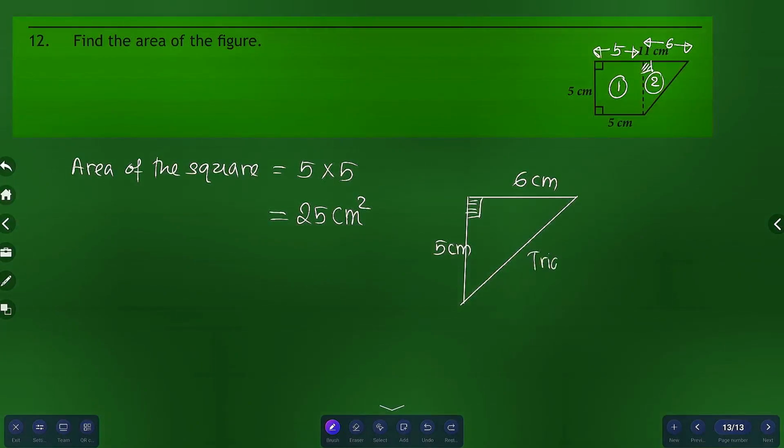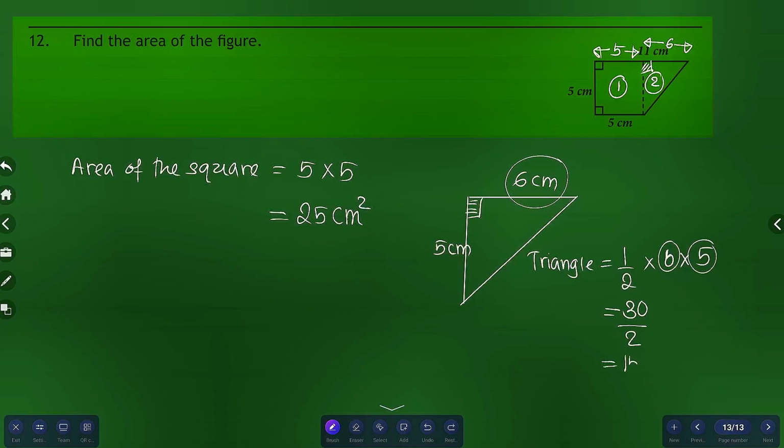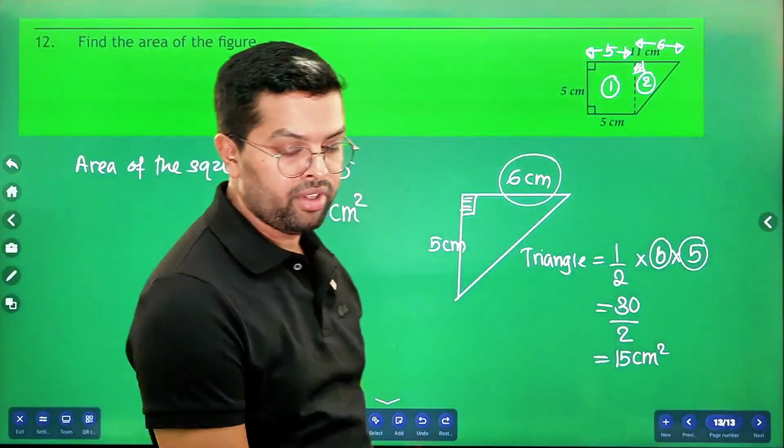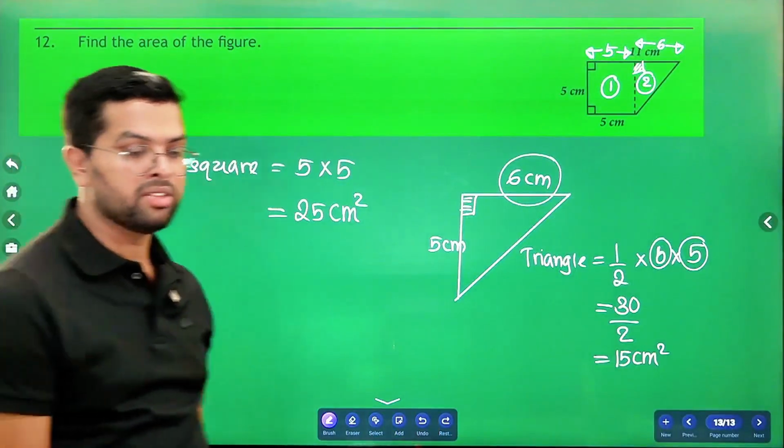Area of this triangle is equal to half into base, which is 6, into perpendicular height, which is 5. So 6 times 5 is 30. 30 divided by 2 gives you 15. So the area of the triangle is 15 square centimeters.